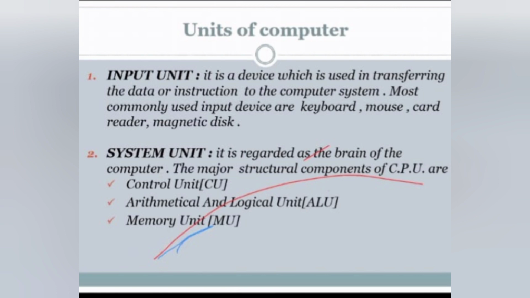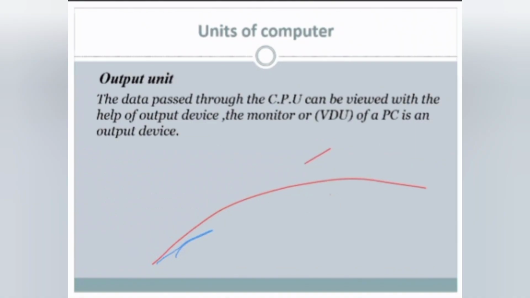And the next slide is about the output. Output, in a simple way, is what you see on the monitor. Here they have mentioned that the data processed through the CPU can be viewed with the help of an output device. The monitor or VDU of a PC is an output device.